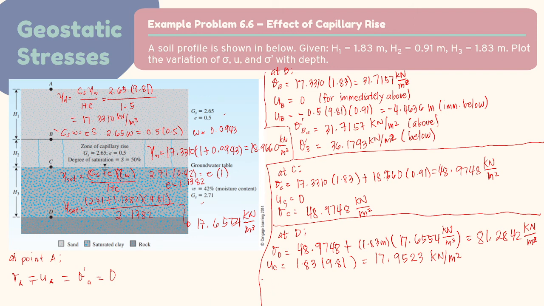And lastly, we have the effective stress at point D. So this is equal to 81.2842 minus 17.9523. So this is equal to 63.3319 kilonewton per square meter.